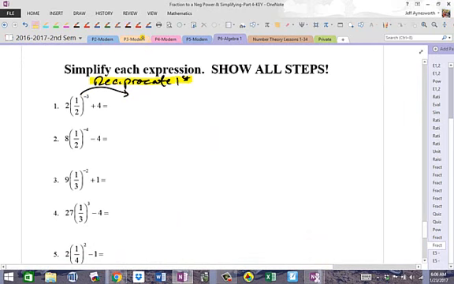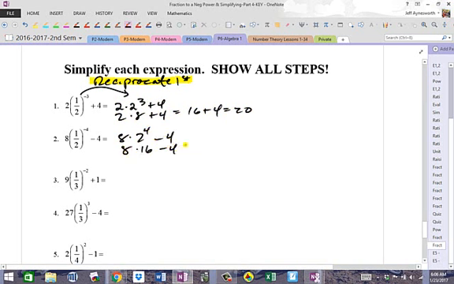We have 2 times 2 cubed plus 4. That's 2 times 8 plus 4. That's 16 plus 4, or 20. Ooh. 8 times 2 to the 4th minus 4. That's 8 times 16 minus 4. That's 80 and 48, 128. So 128 minus 4, 124. Hopefully I'm not making any mistakes because I'm going faster than usual.